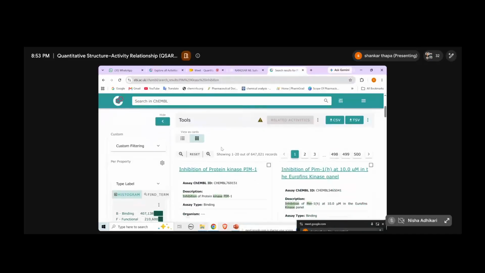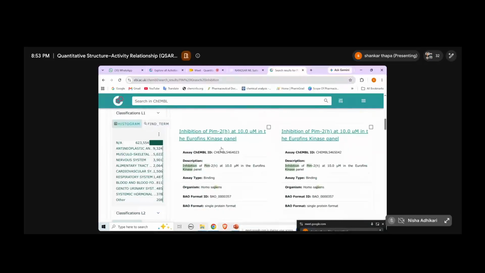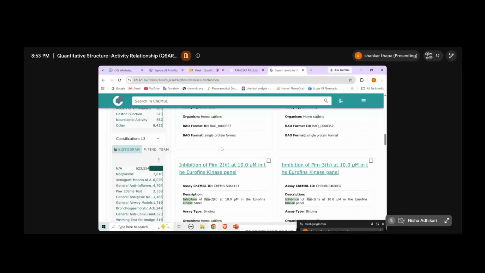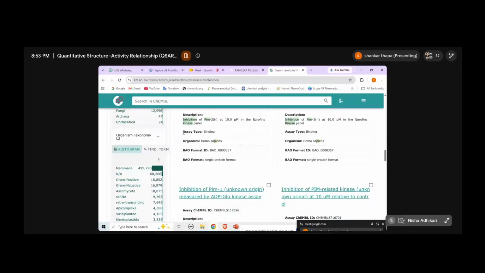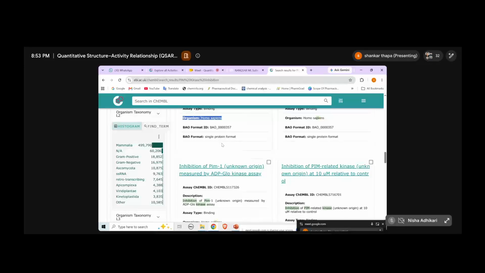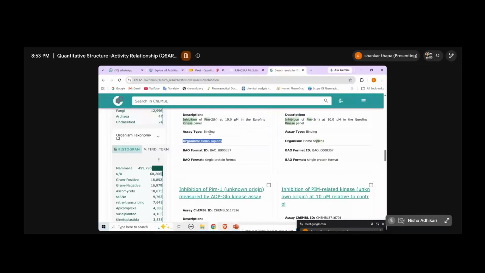If you scroll down, you can get plenty of assays related to PIM kinase inhibitions. One thing you have to be sure of is what the assay type is. While choosing the data, or the compounds, the training set, the assay type should be the same. If your assay type is not the same, that is not good. Another one is organisms: on which organism is your research based? That is very important. So these two things you have to be sure of.